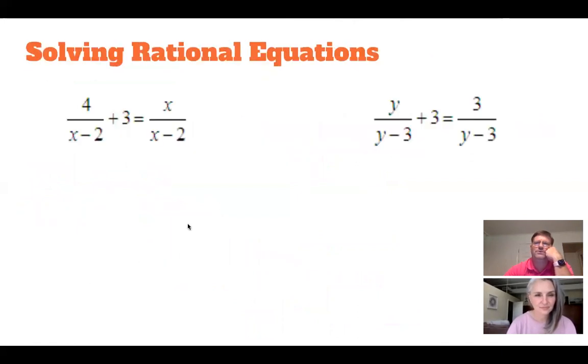Okay, I like these questions. So what did we do before when we had fractions? We multiply by the common denominator. Yeah, but the denominator's got x's. That's icky. That's okay. We can still multiply by the common denominator. Yes, we can.